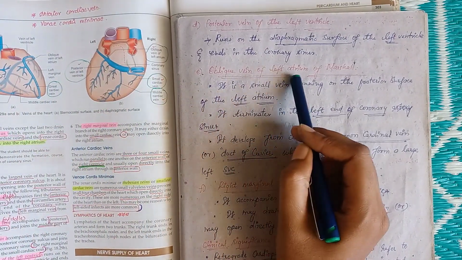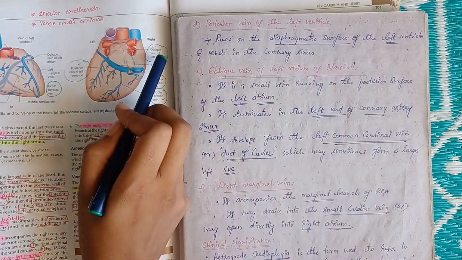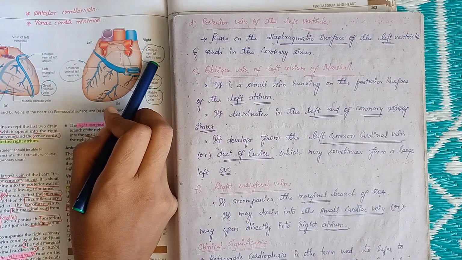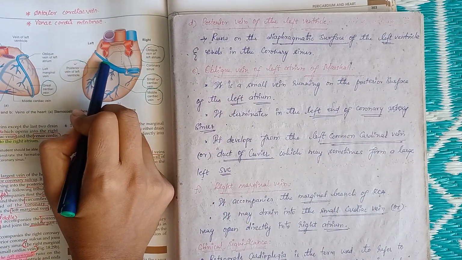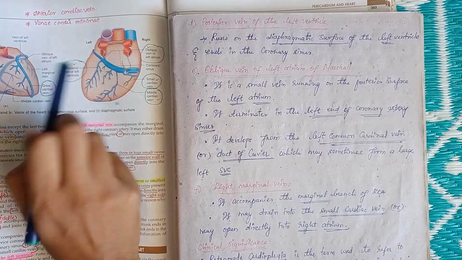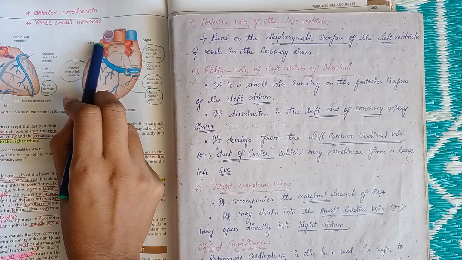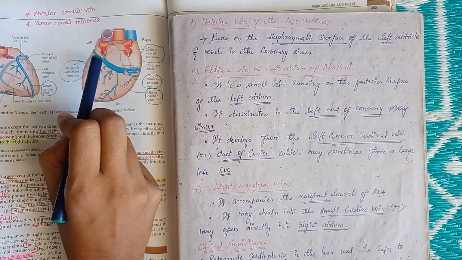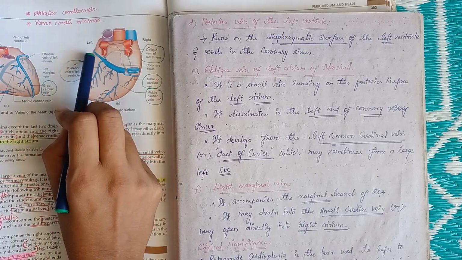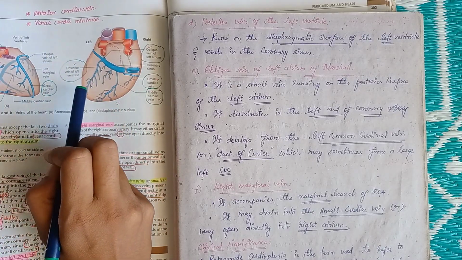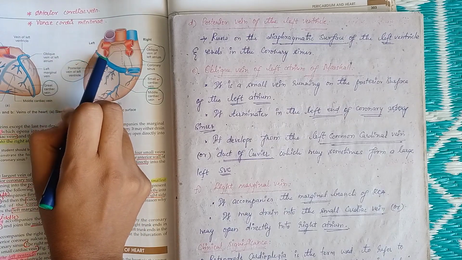Oblique vein of the left atrium of Marshall. This is the oblique vein of the left atrium of Marshall. It is actually a small vein running on the posterior side of the left atrium. This is the left atrium, on the posterior side of the heart. So it is a small vein running on the posterior side of the left atrium, and it terminates in the left end of the coronary sinus.